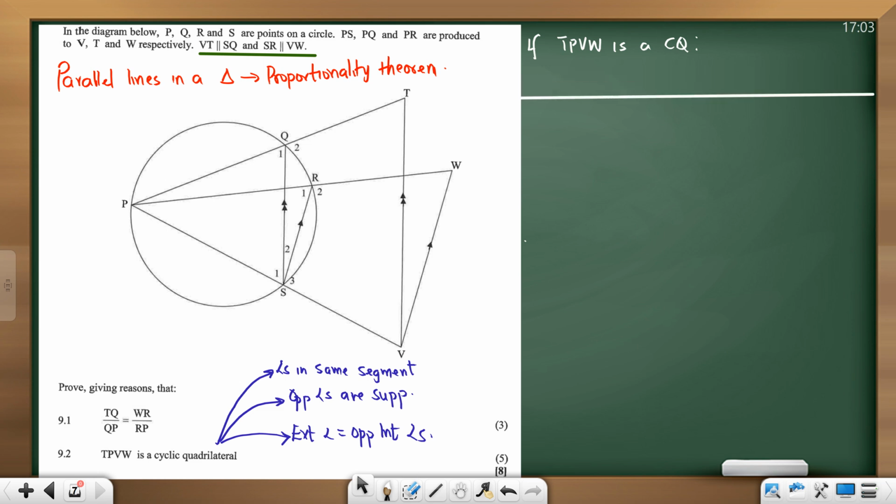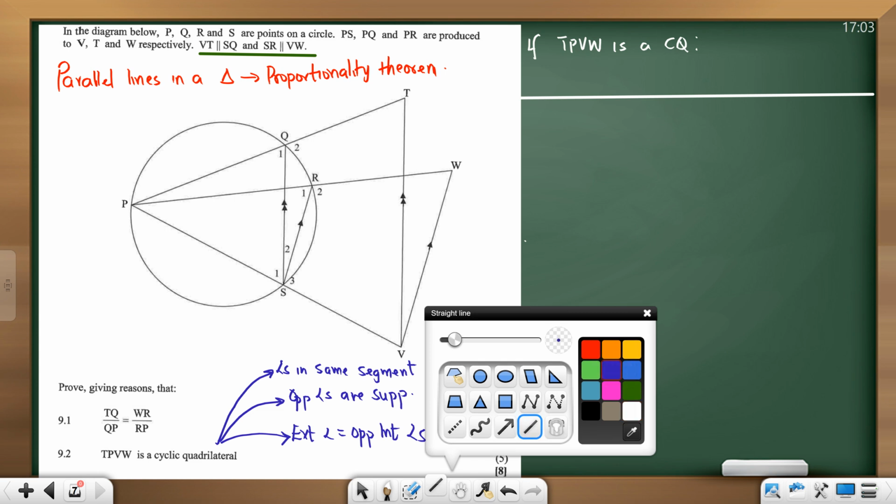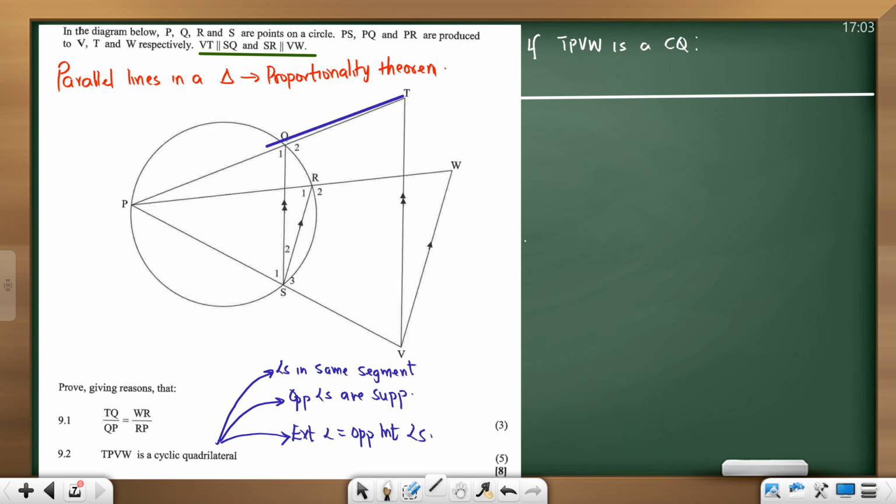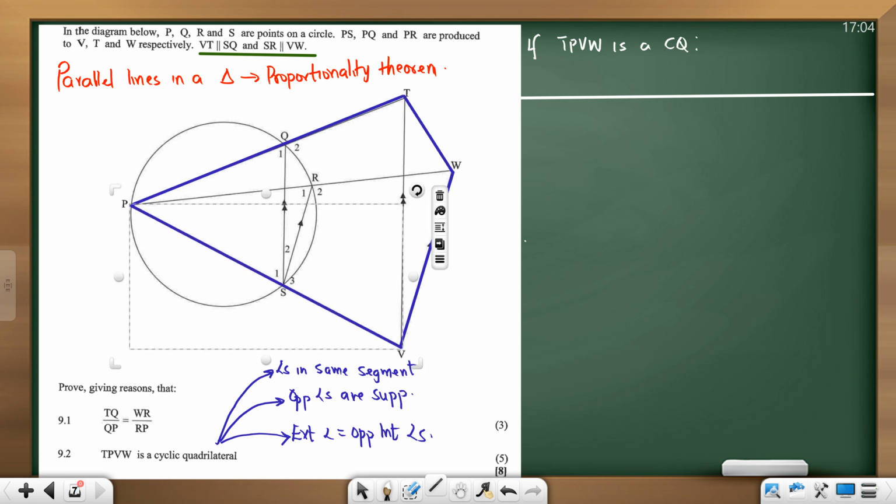Looking at these 3 properties, please check. Let me help you with this. TPVW. I'm allowed to do this now. I want to prove that that shape is a cyclic quad. What can you tell me? I've already, if you can see that. Yes, somebody talk to me. Angle T is equal to angle W.